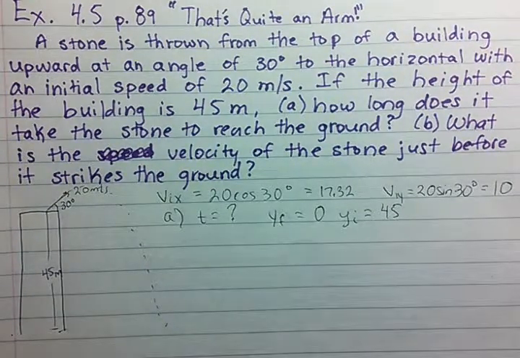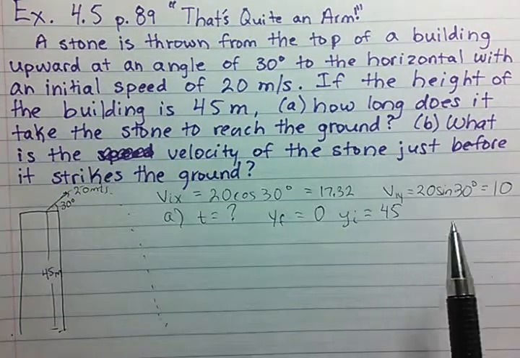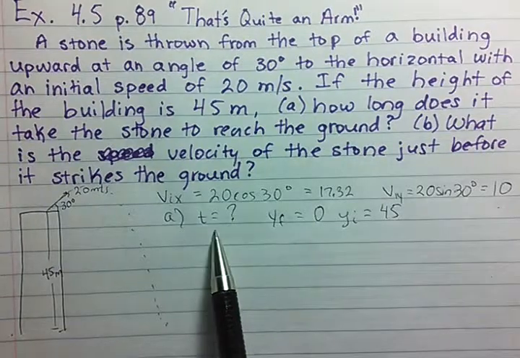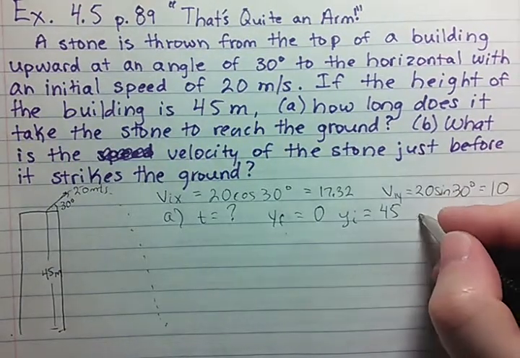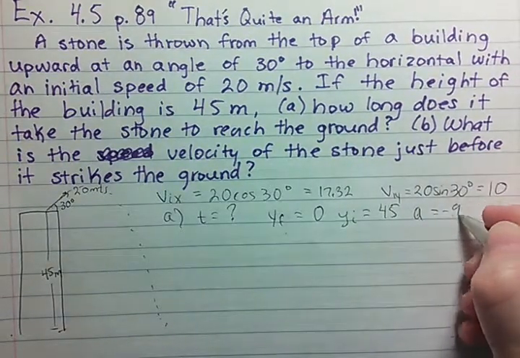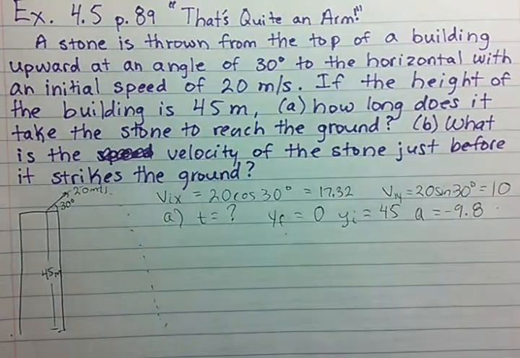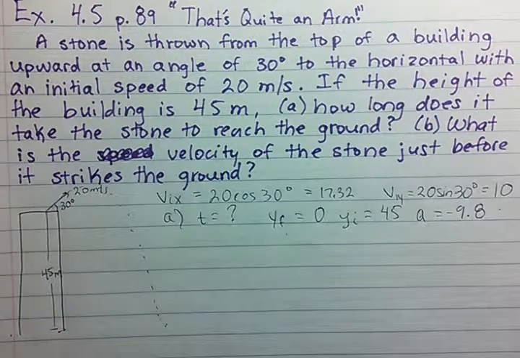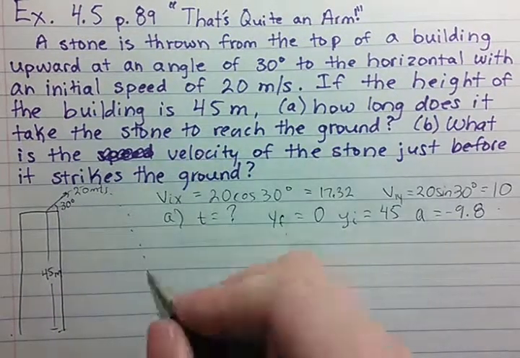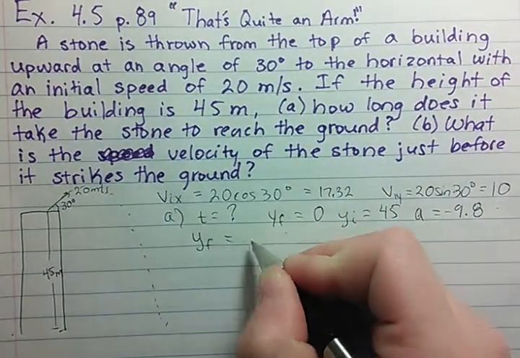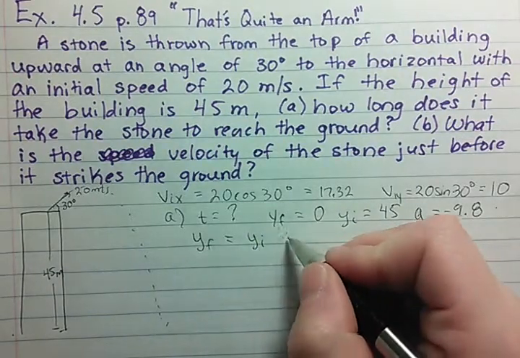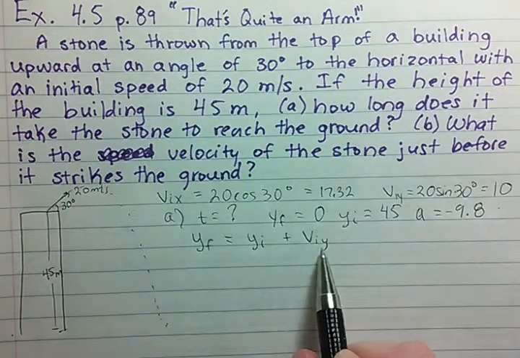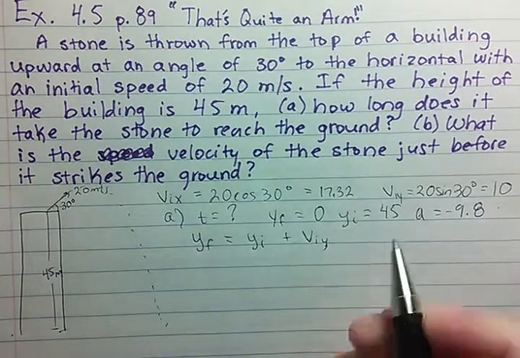So which kinematic do we want to use for this? We have initial speed, we are looking for t, we have yf, we have yi, and of course we know the acceleration in the y direction. It's negative 9.8 meters per second squared. So it looks to me like we want to use our second kinematic. And remember, when we write our initial speed here, we want to specify that it's in the y direction.